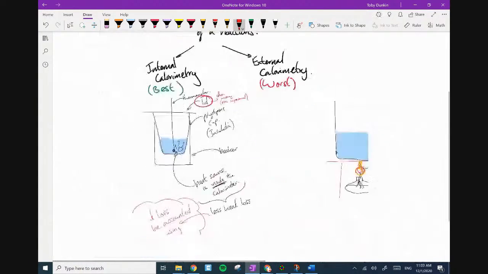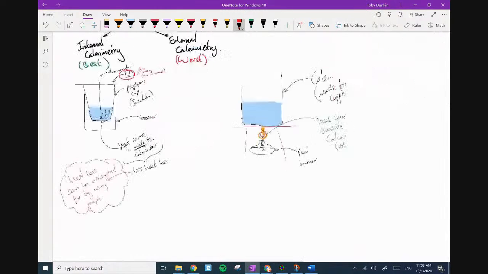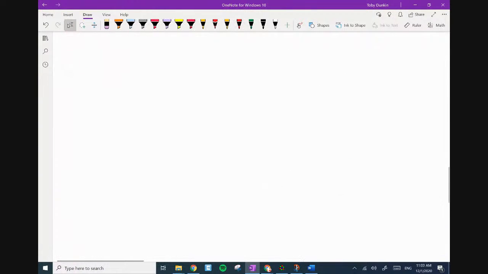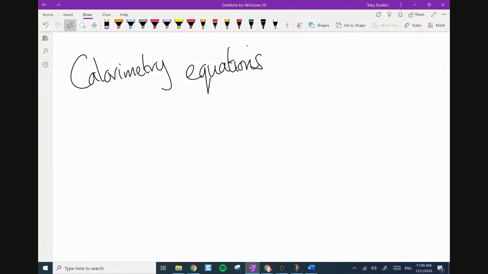Next, the two equations. Now, because this is a practical, oh, come on, laptop. There we go. Right. So, title, calorimetry equations. You had these at GCSE. My pen is hiccuping for some reason. Calorimetry equations. First one, now at GCSE you were always given this. You are no longer going to be given this at A-level.